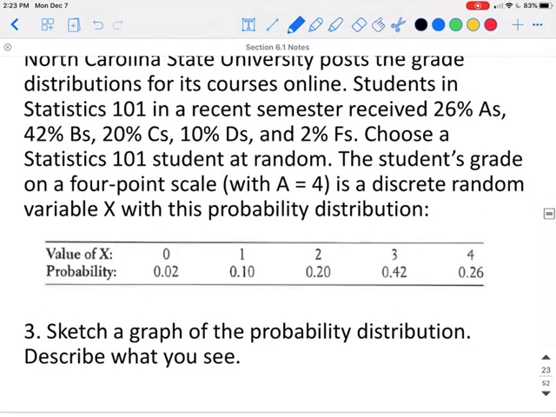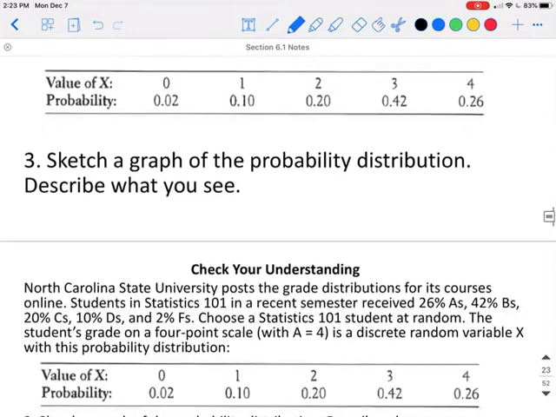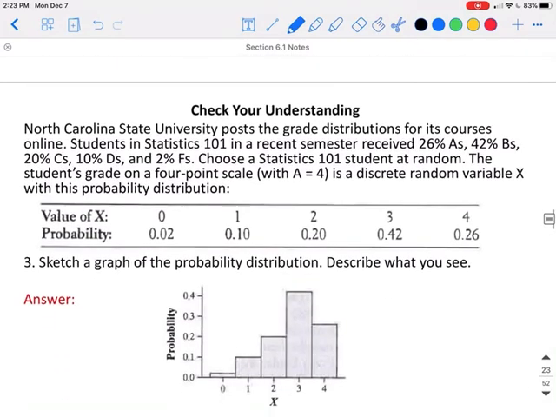Sketch a graph of the probability distribution and describe what you see. So from our histogram, it would look like this. It is easy to see that this histogram is skewed to the left. Higher grades are more likely, but there are a few who do get low grades.